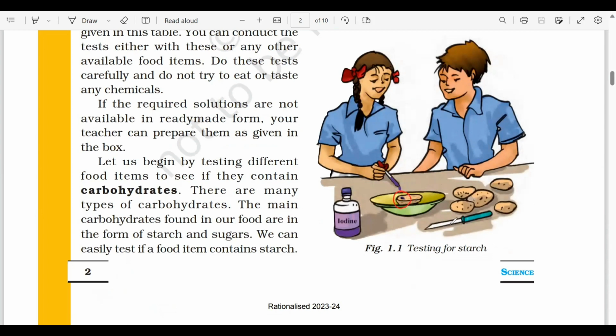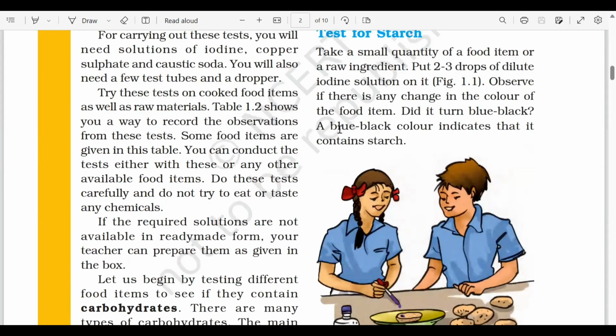So potatoes have starch present in them. A blue-black color indicates the presence of starch. I want you all to make a note of it. By which solution do we detect starch? Remember, it is detected by the blue-black color that is given when iodine solution is added to it. Let's proceed now.